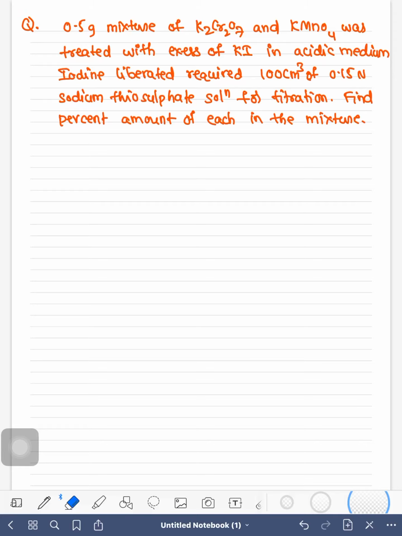That 0.5 gram mixture of K2Cr2O7 and KMnO4 was treated with excess of KI in acidic medium. Iodine liberated required 100 cm³ of 0.15 normal sodium thiosulfate solution for titration. Find the percentage amount of each in the mixture.